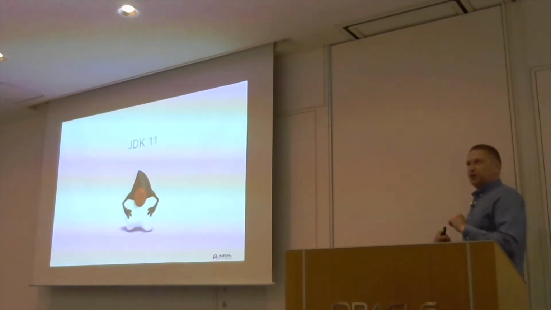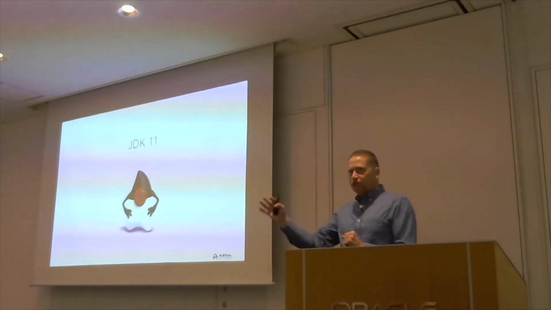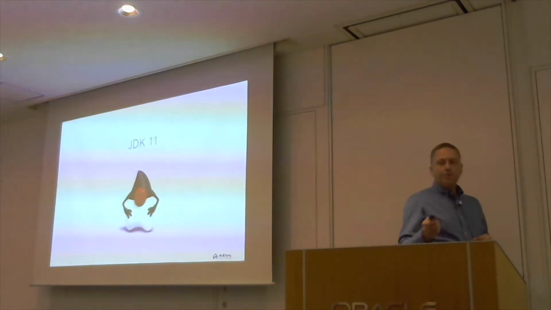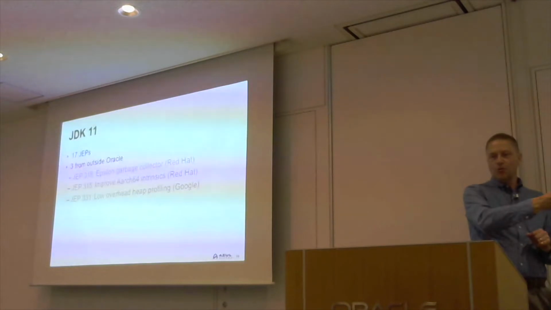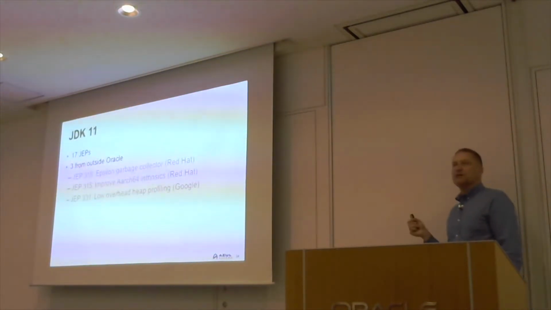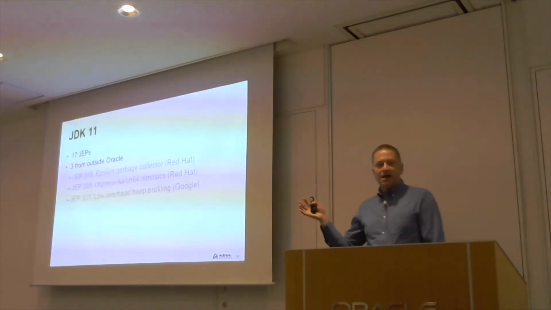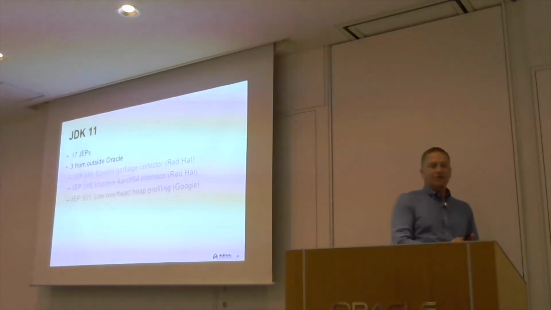Right, now let's look at the future. JDK 11, just around the corner. What are we getting in JDK 11? Well, there are 17 JEPs in total. I'm not going to go through all of them because we don't have enough time to do all of that.